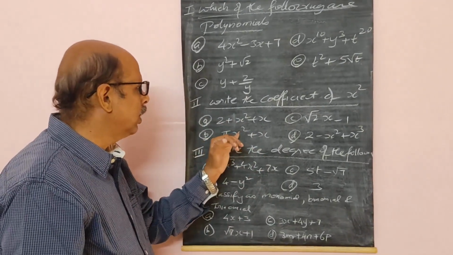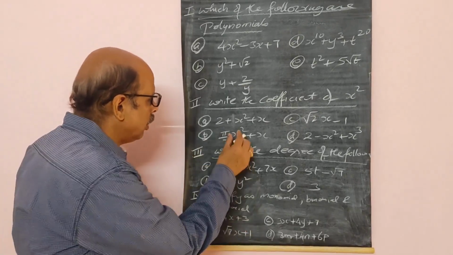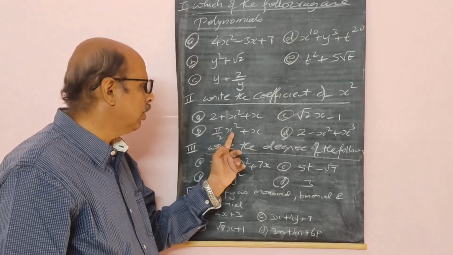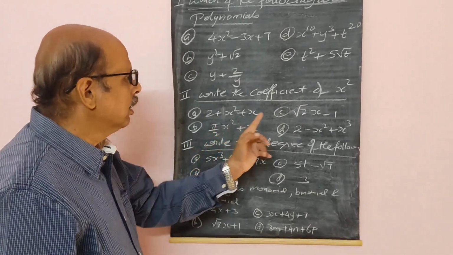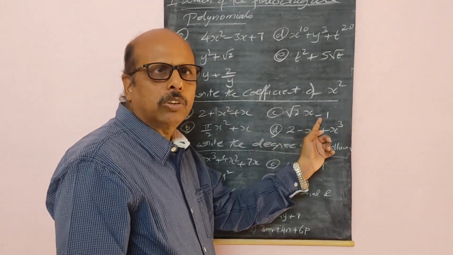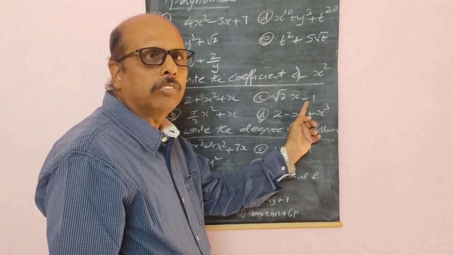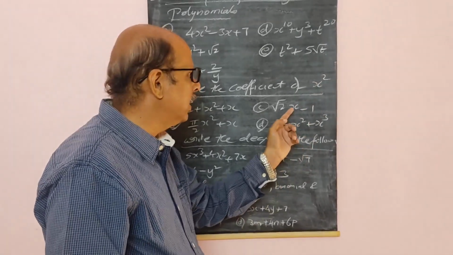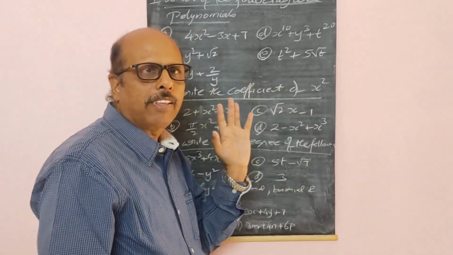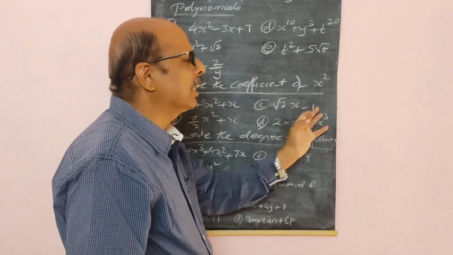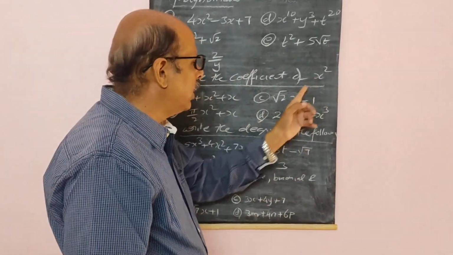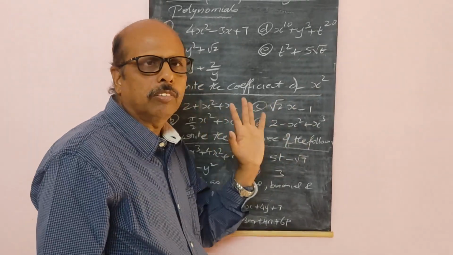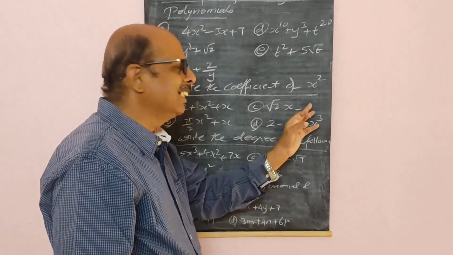Now the coefficient of x square for this particular expression. In front of x square, what is that? Pi by 2. So the coefficient of x square is pi by 2. Now the coefficient of x square in this one: there is no x square term at all. Where is the question of a coefficient? Since there is no term with x square, we say the coefficient of x square in this expression is 0. 0 into x square is 0, so that term will not exist at all.